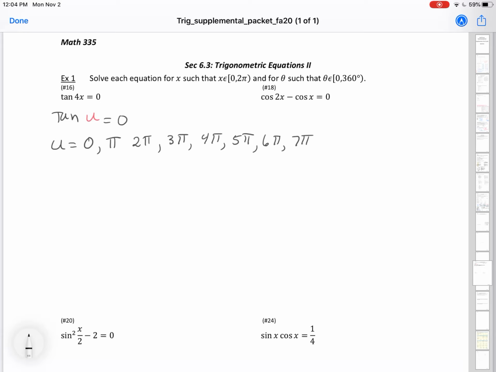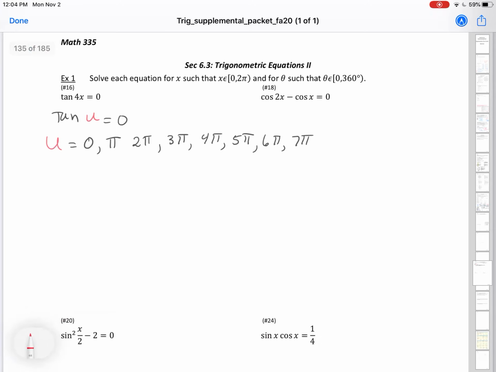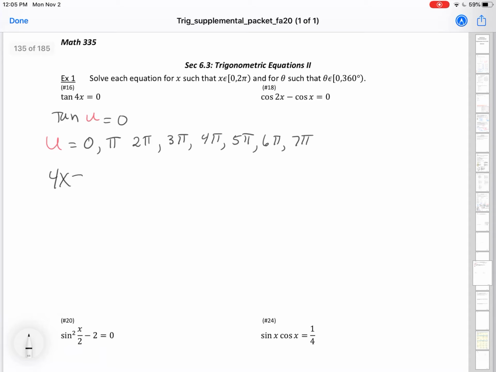Now, we didn't have u. In fact, it probably would have been better if I put this as a red u. We know what u is. u is 4x. So 4x is equal to all these. Well, they didn't ask me what 4x was. They asked me what x was. So guess what I have to do? I've got to take everybody and divide it by 4.